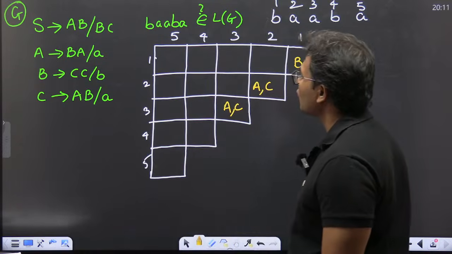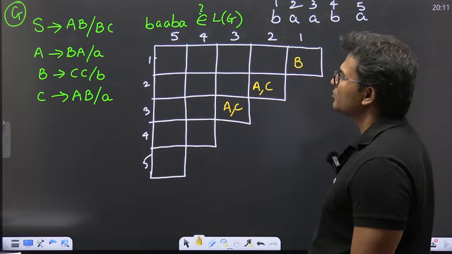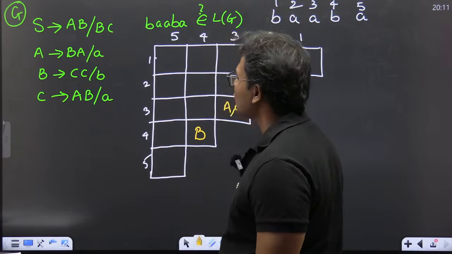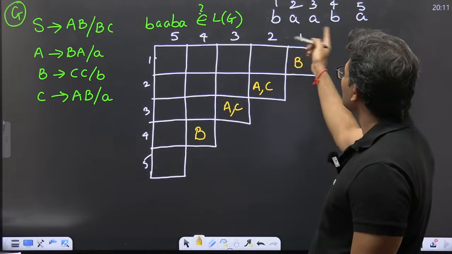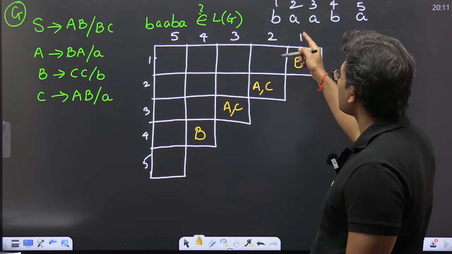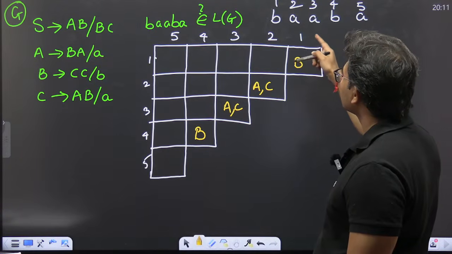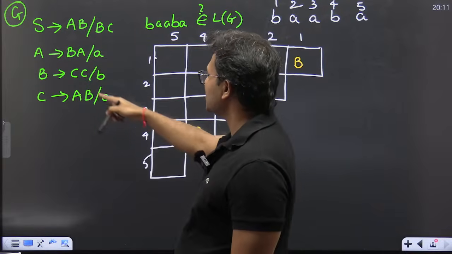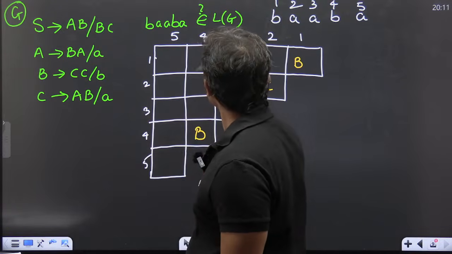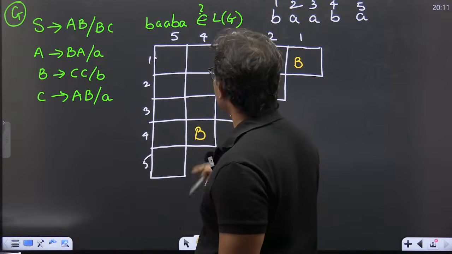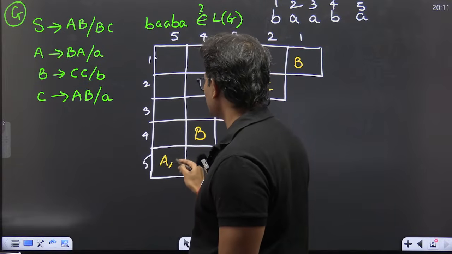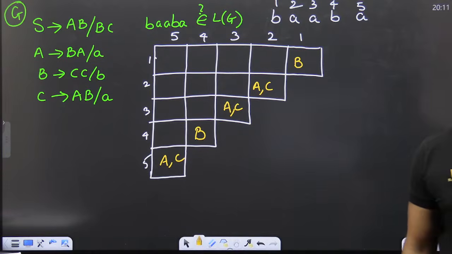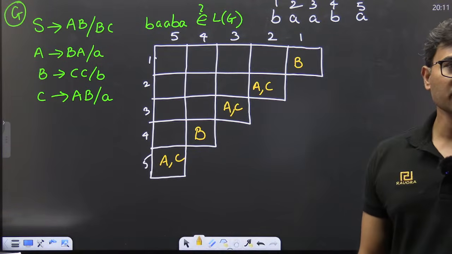Now what is 4 4? 4 4 is B. B is derivable only by B. So B. And what is 5 5? 5 5 is A. So A means AB, AC. Okay, see, after practicing these questions, you should be able to do them very fast in the exam.